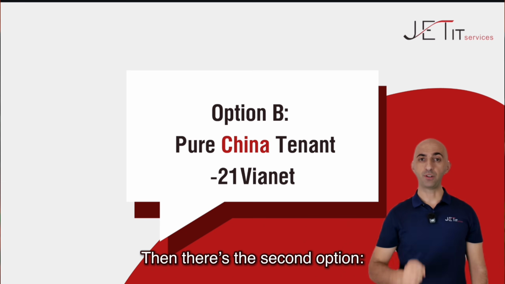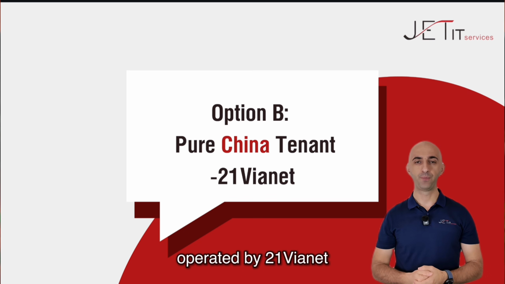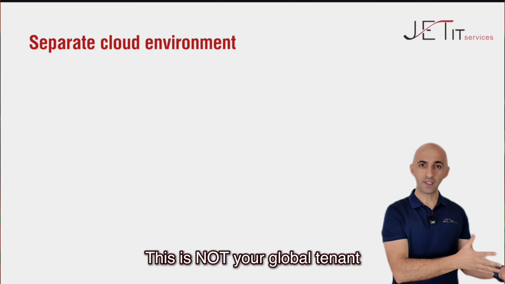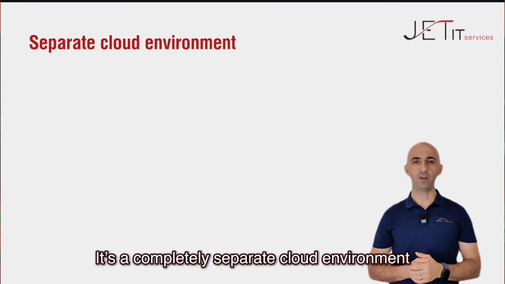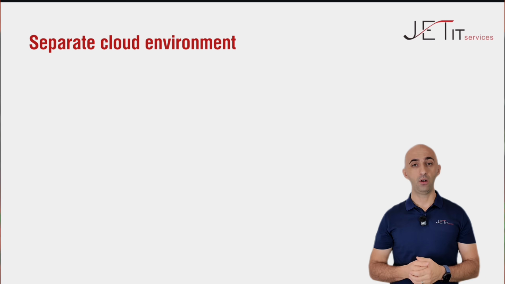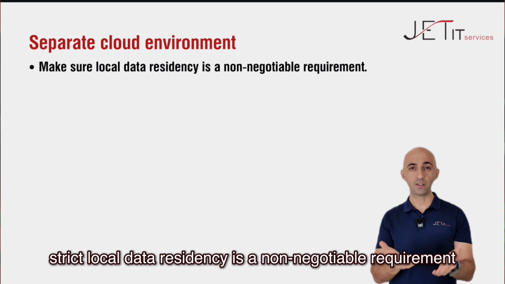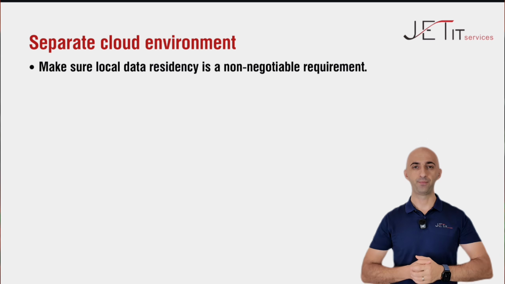Then there is the second option, moving to a dedicated China tenant operated by 21Vianet. First of all, let's clear something up. This is not your global tenant sitting in a local data center. It's a completely separate cloud environment. When does this option make sense? Only after your legal counsel confirms that strict local data residency is a non-negotiable requirement for your Chinese entity.